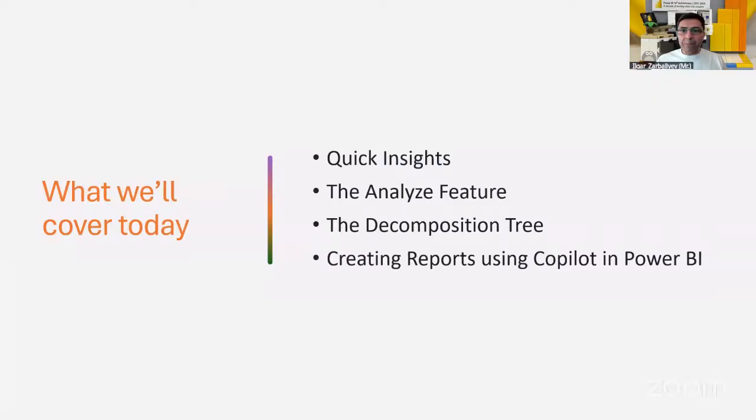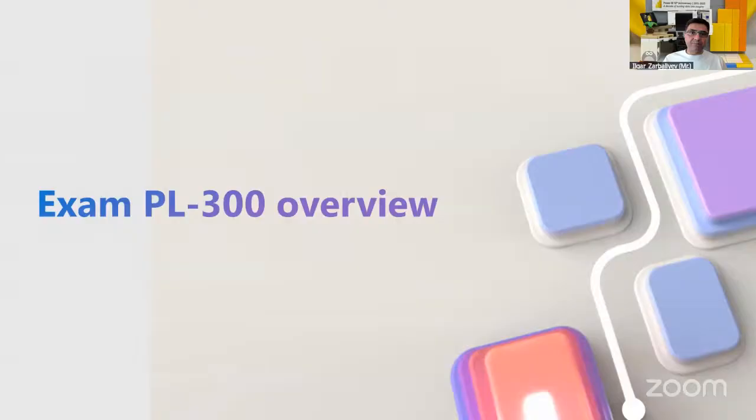Here is our agenda. We'll start with quick insights, a fast way to let Power BI scan your data for patterns. Then we'll explore the analyze feature, which helps explain increase or decrease in your visuals. After that, we'll break down the decomposition tree, one of the most powerful AI visuals in Power BI. Finally, I'll show you how to create reports using Copilot in Power BI, which is becoming a core skill for modeling analysis.